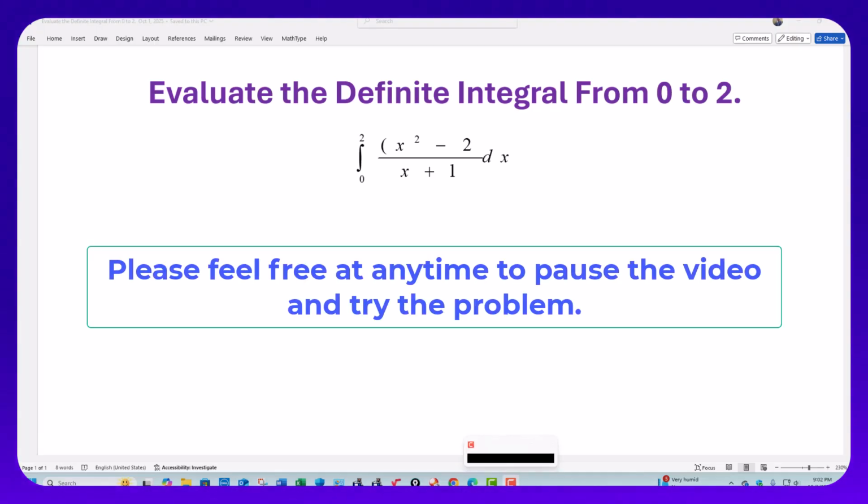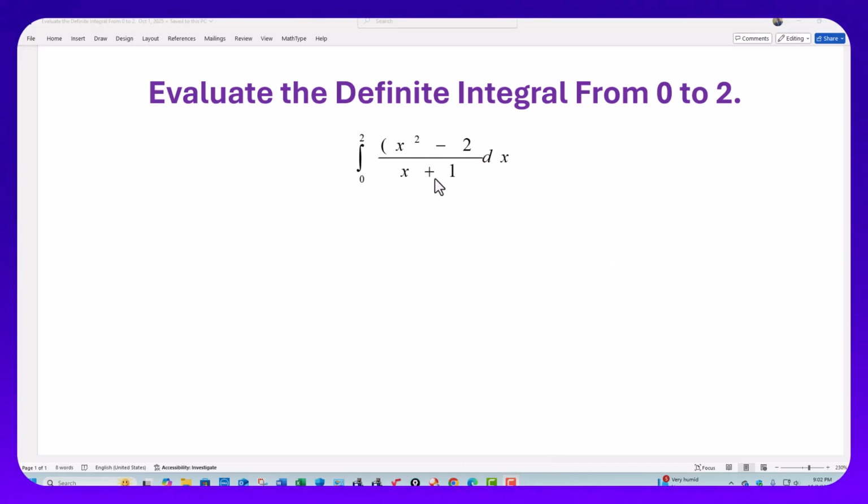In this video, we're going to evaluate the definite integral from 0 to 2 of (x squared minus 2) over (x plus 1). So the integrand is a rational expression. The degree of the numerator is 2, degree of the denominator is 1. So it's not in proper form here. You might consider partial fractions, but first we have to rewrite this. So first thing we'll do here is do some long division. So let's take the numerator, we'll divide it by the denominator.